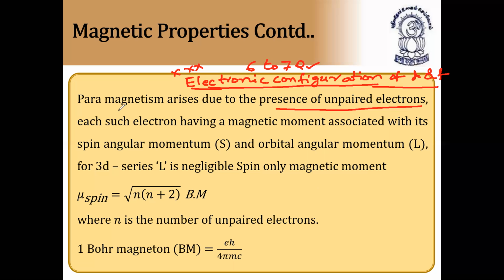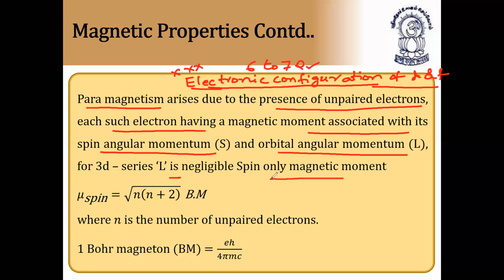Now coming to magnetic properties, paramagnetism. How can we say it is paramagnetic in nature? A substance is paramagnetic in nature if it contains unpaired electrons. Paramagnetism arises due to the presence of unpaired electrons, each such electron having a magnetic moment associated with its spin angular momentum, that is S, and orbital angular momentum, that is L. For the 3d series, L is negligible, so only spin magnetic moment is possible. Mu spin equals root of n into n plus 2 Bohr magneton. This is the unit of magnetic moment, Bohr magneton, where n is the number of unpaired electrons.